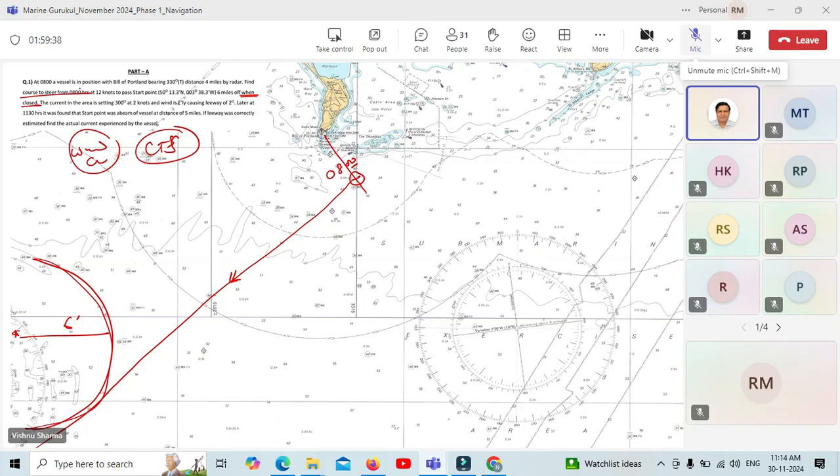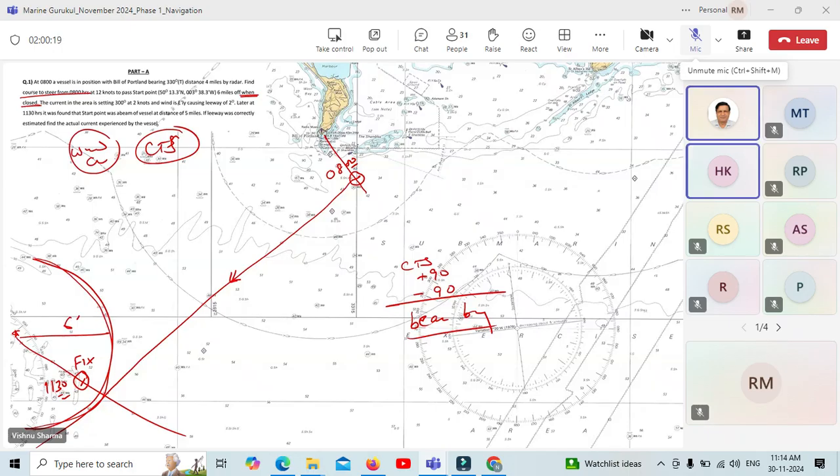Now, once you start steering this course, at 11:30, it was found that start point was a beam of the vessel at a distance of 5 miles and not 6 miles. Okay. So now what will you do? Guys, you know the CTS. If it is on starboard side, you will add 90. If it is on port side, you'll subtract 90 and you'll get the beam bearing. Yes or no on the CTS that you have steered? Am I right, beta? Correct? Yes, sir. You will draw the beam bearing and you'll cut off 5 miles. You will get a fix here at 11:30. Yes or no? Correct, guys? Yes, sir.